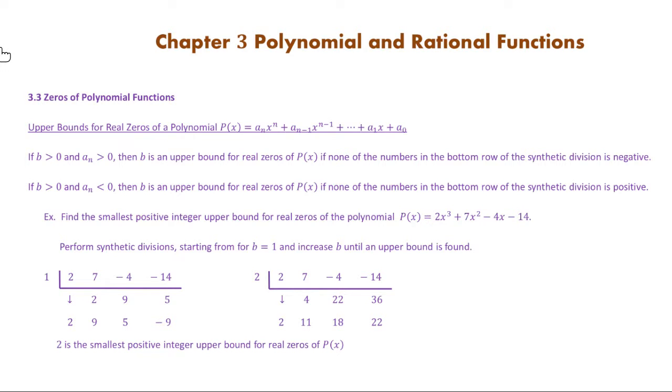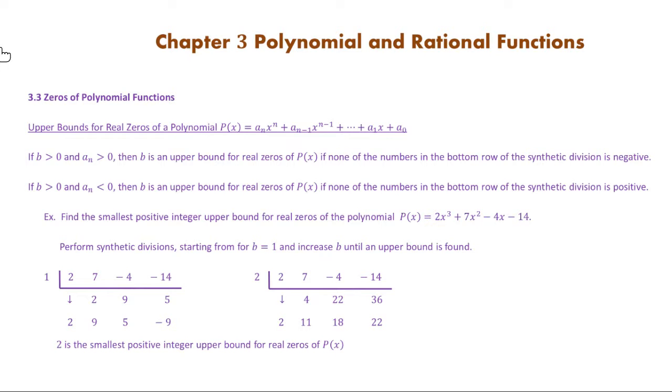So what do we do? We start from b equal to 1, because b is a positive number in the theorem. So we only use positive numbers b, and the smallest positive integer is 1. Start from 1 and do the synthetic division. If you still remember how to do it, you put all the coefficients 2, 7, -4, and -14 in a row, and then put 1 outside, and then do synthetic division.